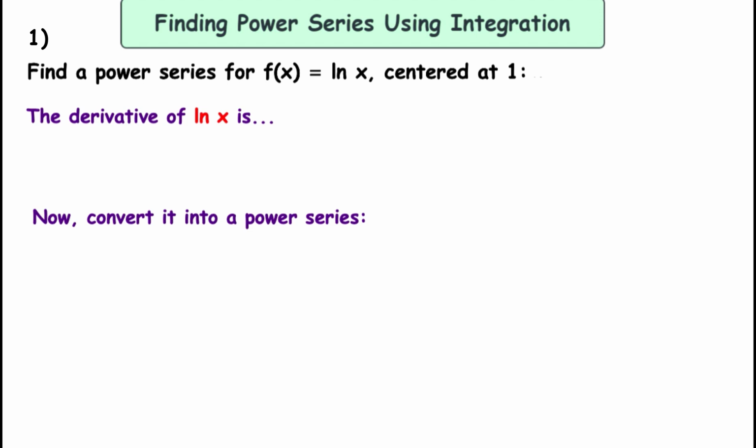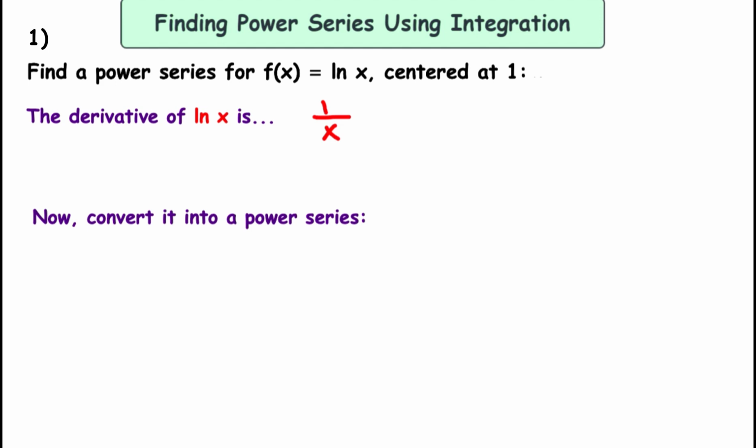This time we're going to find power series like we've been doing, but we're going to do it using integration and approximation. Find the power series for natural log of x centered at 1. And of course, natural log of x can't be centered at 0 because the natural log of 0 doesn't exist. So it obviously is centered at 1. All right, well, the derivative of natural log, of course, as we know, is 1 over x.